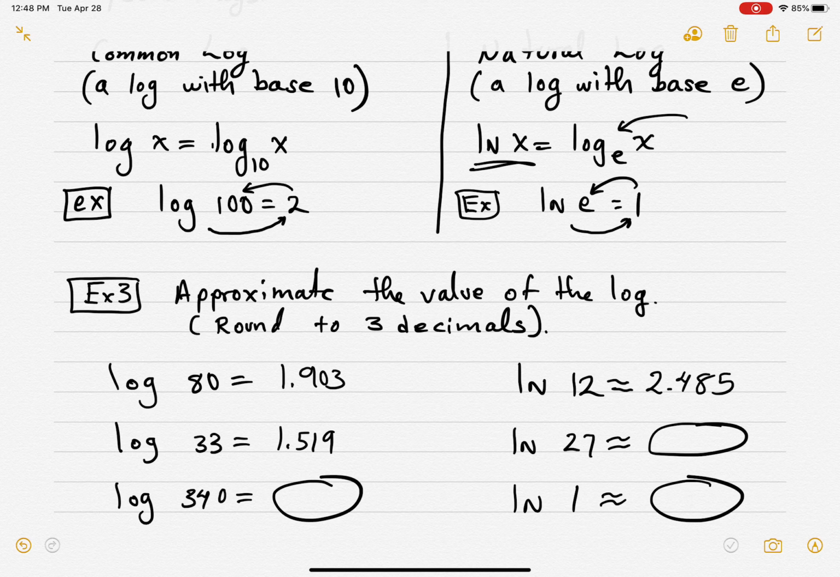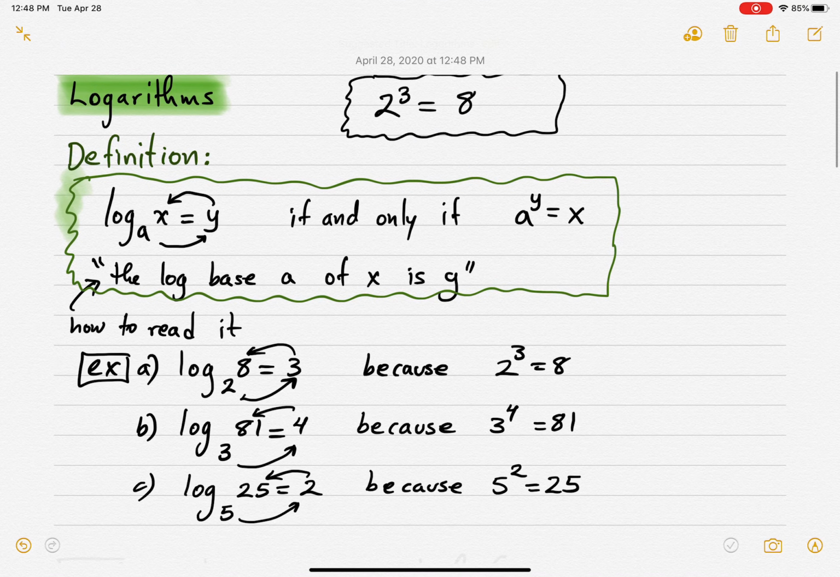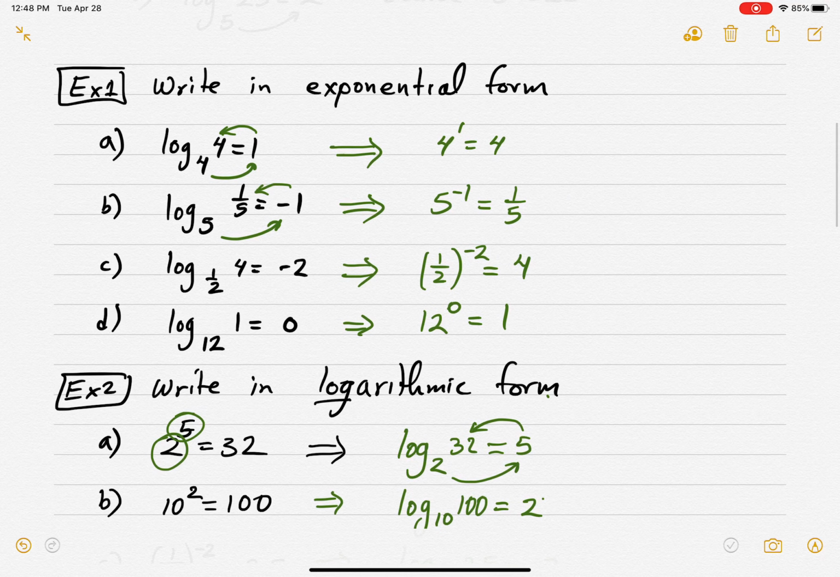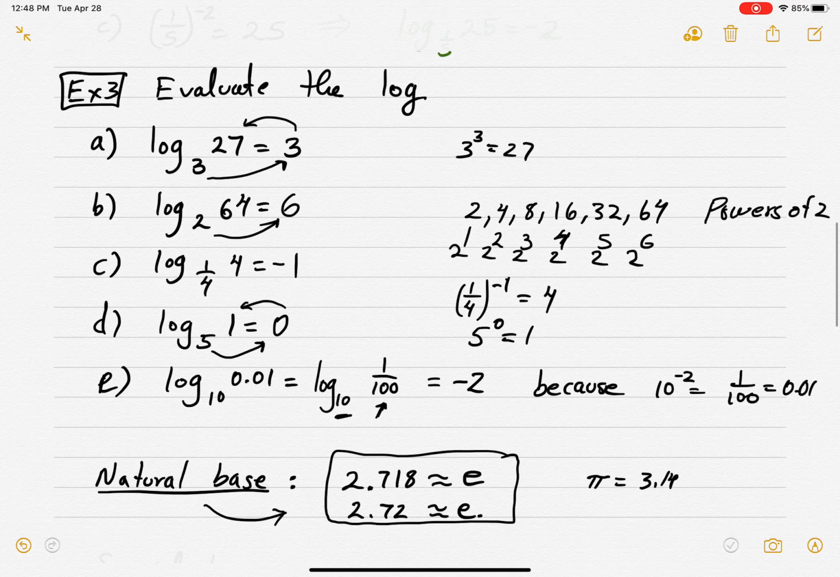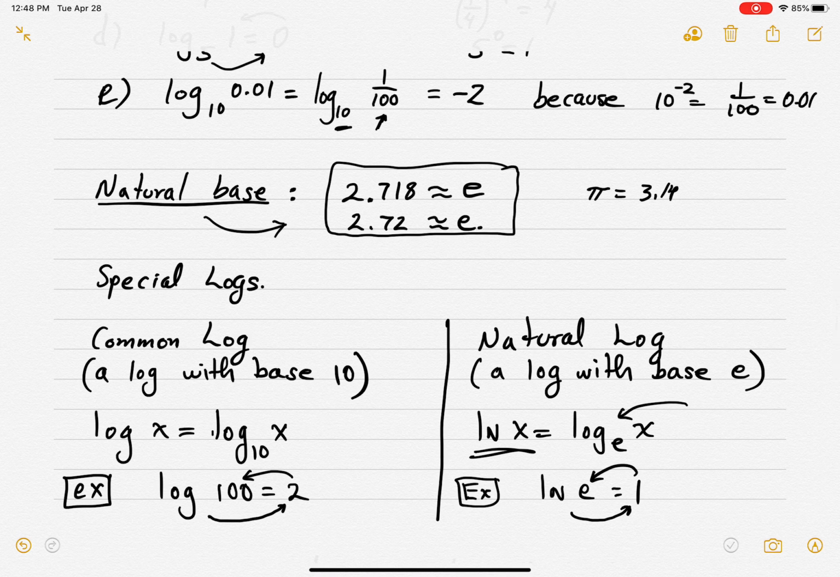Okay, I'm going to stop right there with this video. The goal of this video was to show you what a log is. So here's the definition, some examples, some examples on how to switch back and forth between log and exponential form, how to evaluate some of the logs, and what the special logs are.